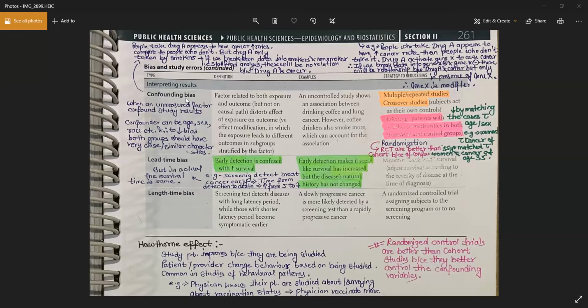Okay, so which is the best study to reduce the confounding? It would be the randomized clinical trials. The RCTs are the best study to reduce the confounding bias. Most important thing. So matching, multivariable studies, crossover studies, and randomization will always reduce the confounding bias. Okay, any doubt in the confounding bias?